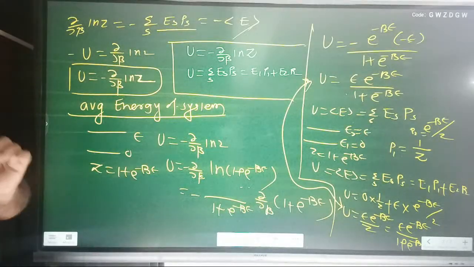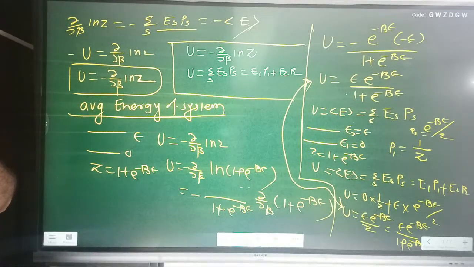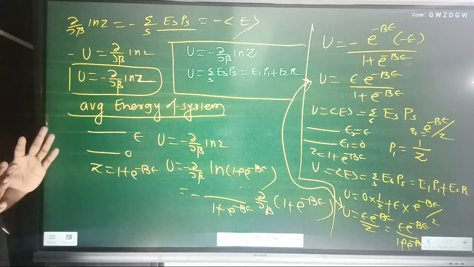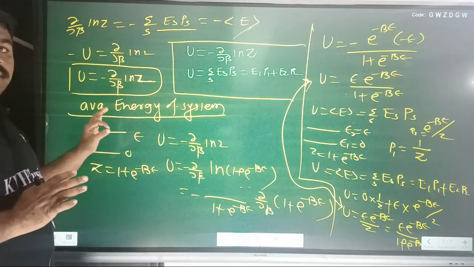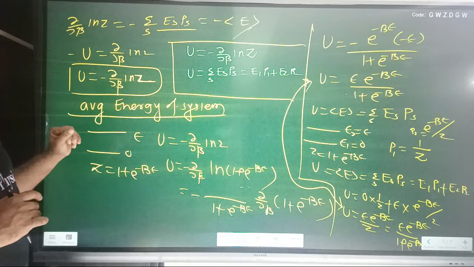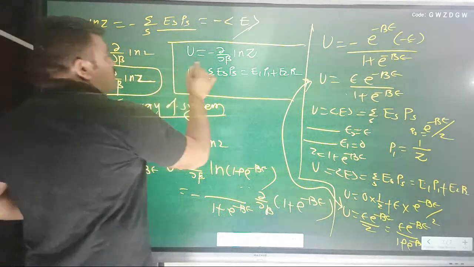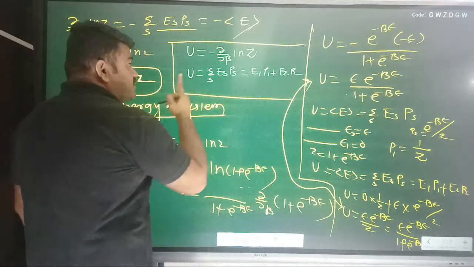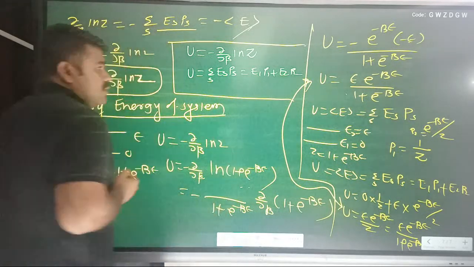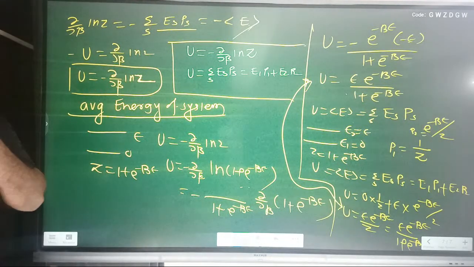But definitely we get marks in these topics. In these topics you will get confirmed marks. Always memorize these two formulas. U is equal to minus del upon del beta ln Z. Second one, summation of E_s P_s. Clear? Now this was the general form.